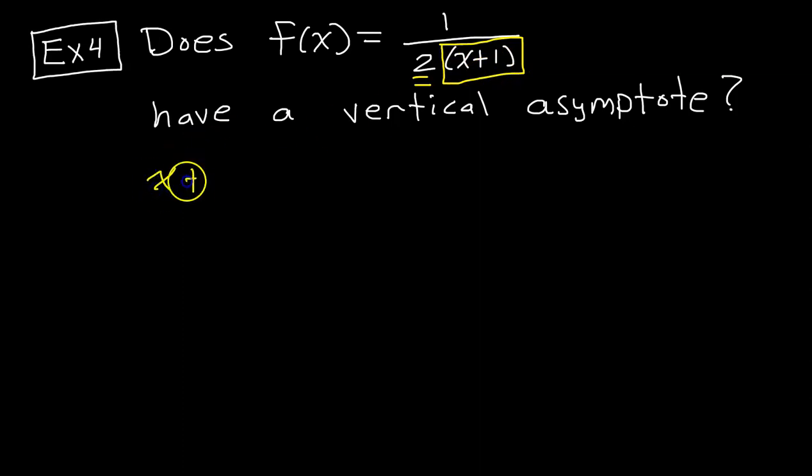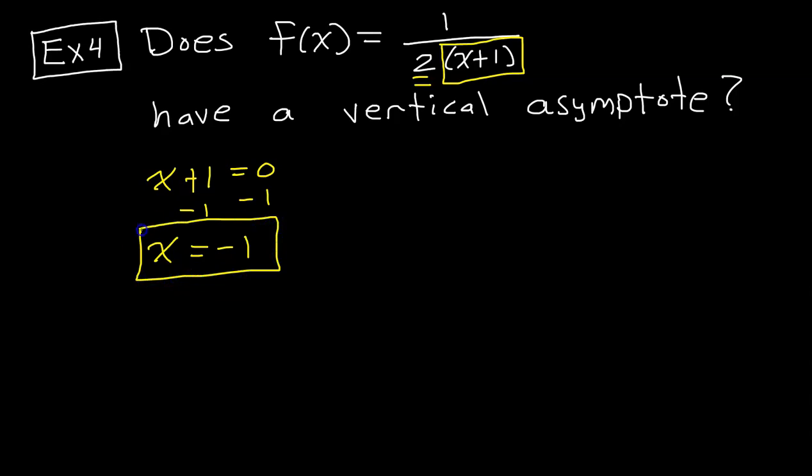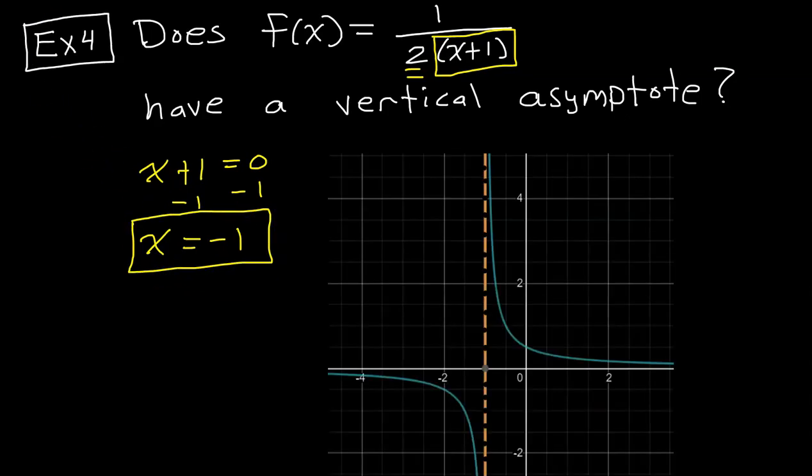If x plus 1 were to equal 0, then 2 times 0 would be 0, and we'd have a zero denominator. So this will cause a vertical asymptote. But what's x? Obviously, we would subtract 1 from both sides, and that will give us x equals -1. So x equals -1 is a vertical asymptote. And here's a quick peek at the graph of that function. Notice the vertical asymptote at x equals -1.